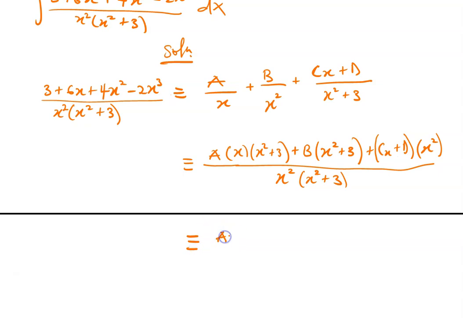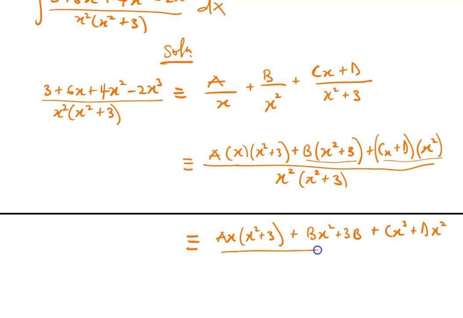The ax into brackets x squared plus 3. Let me do it little by little so that it will be clearer. Then we have plus what? Plus bx squared plus 3b. That's the expansion of this, right? Then plus, left with this one, I have cx cubed, right? Plus dx squared. Very good. All divided by what? x squared into bracket x squared plus 3.